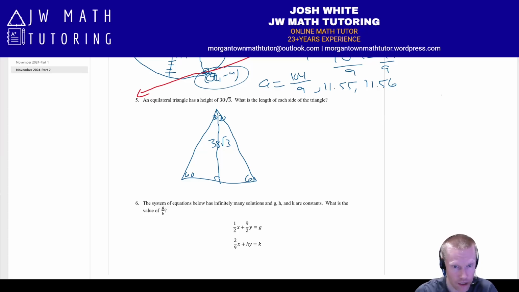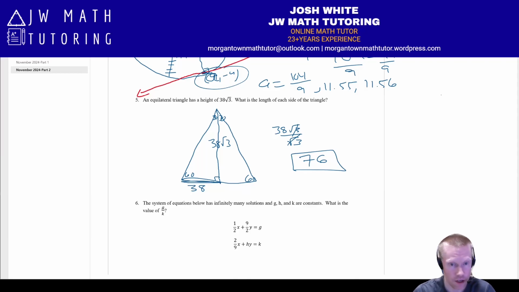So to get to the short leg, which is down here, you just have to take the long leg and divide it by root 3. So this just turns out to be 38. The same thing happens on the other side, and therefore the total length of each side is just 76, and that's it. Now, you could also technically look at this and say, okay, the short leg is 38, set across from the 30, therefore the hypotenuse is twice that, so the hypotenuse is 76, and if you want to think about it that way, that's fine as well.